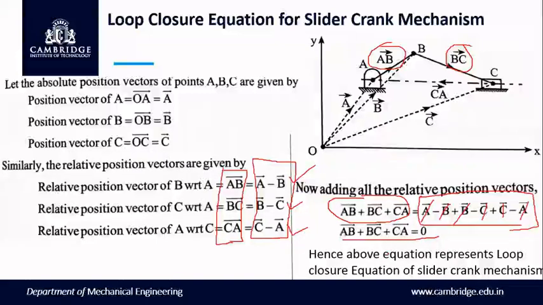That is, the sum of relative position vectors for all the links forming a closed loop in the mechanism, taken in order, is 0. Hence, the above equation represents the loop closure equation for slider crank mechanism.